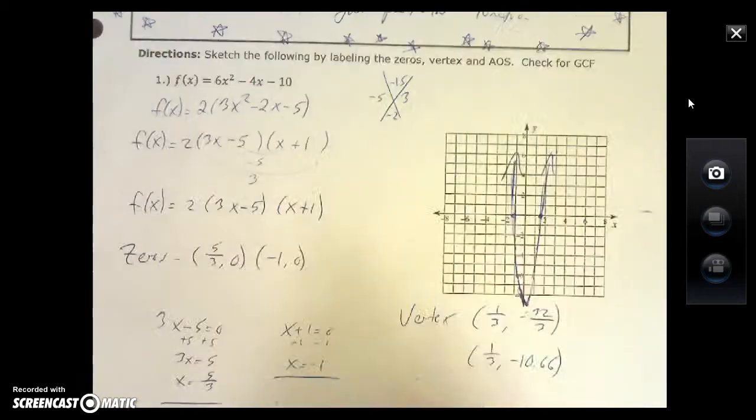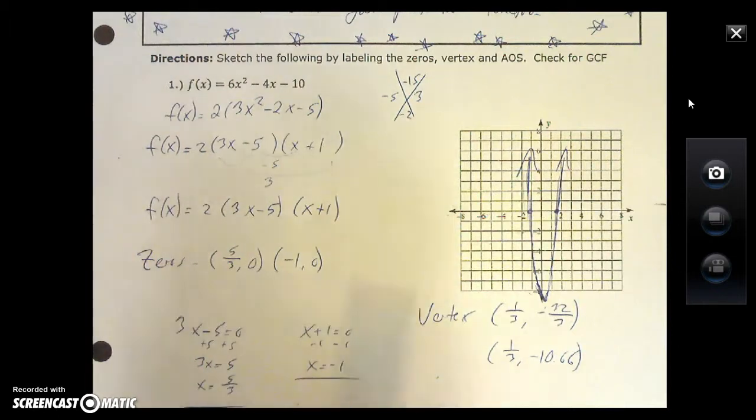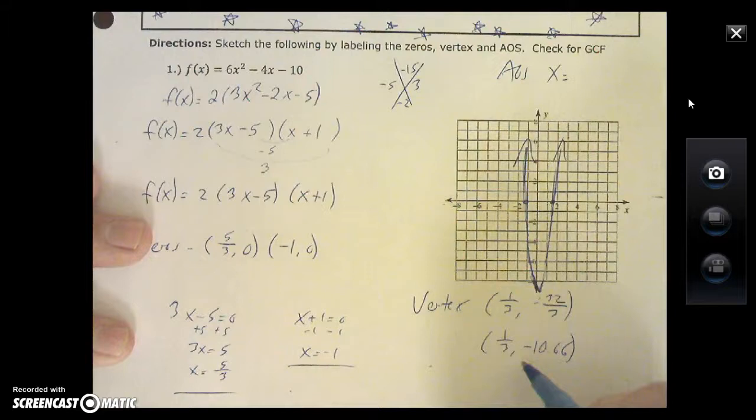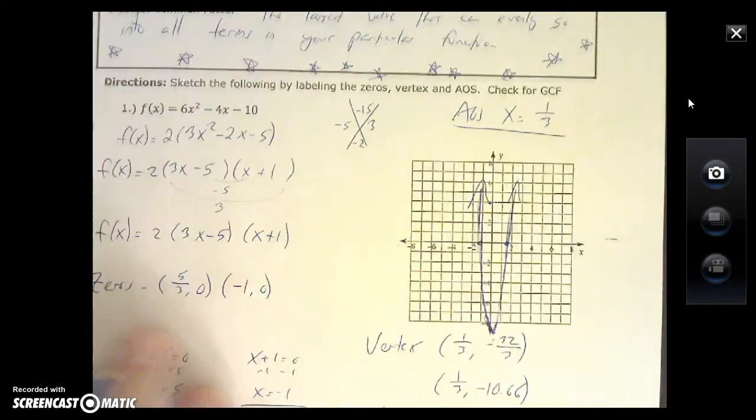Okay. The important part out of this is that I want you guys to make sure you're comfortable with the factoring and the zeros. Okay? And your AOS would be, just in case you guys forgot, your 1/3. Cool? Awesome. Alright, on to the back.